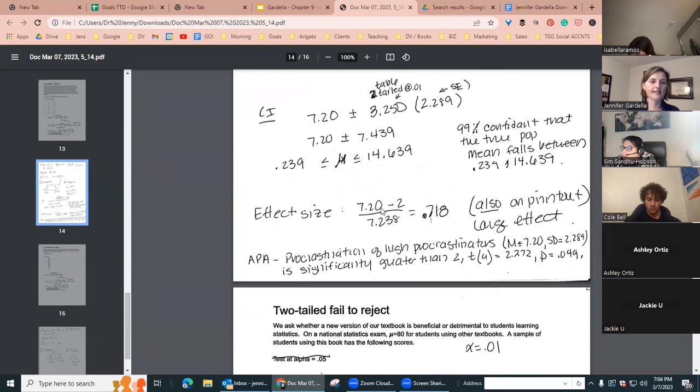Our effect size, we've calculated this enough, is 0.718, and it's also in the printout. This is a large effect. So we've really got something here. Any questions?